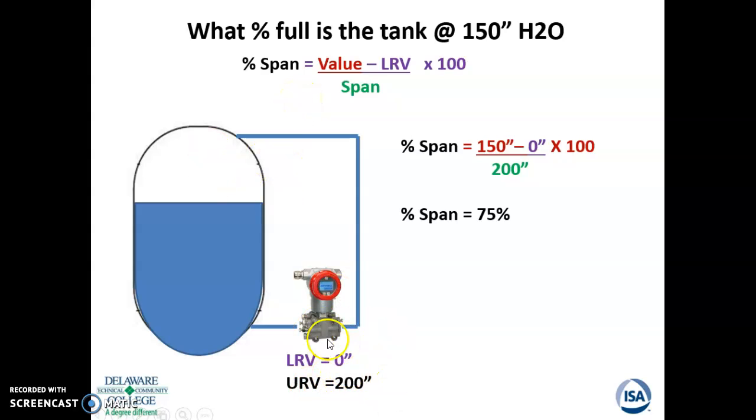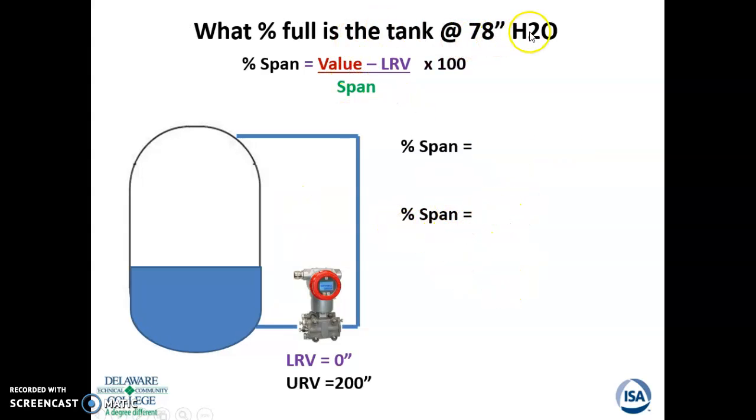So first we need to know what our range is. It's 0 to 200 inches of water. That can give us my span. So 200 minus 0 is 200. That's the span. My current value is 150. So I put 150 here minus my low range, starts at 0. So 150 minus 0 divided by the span, which is 200, and then I multiply by 100. That gives me 75%. Okay, so you will read 75% full.